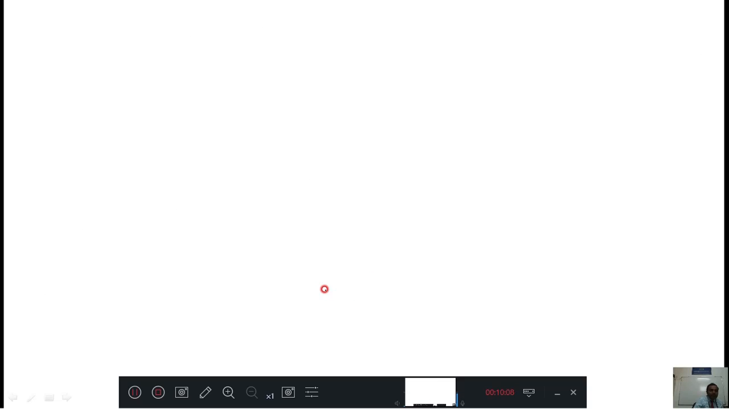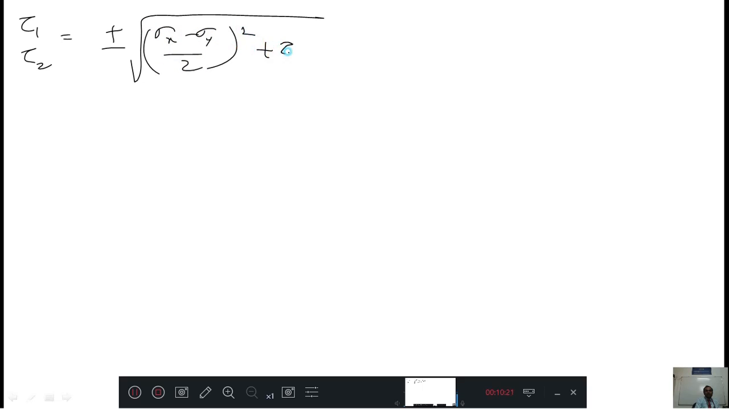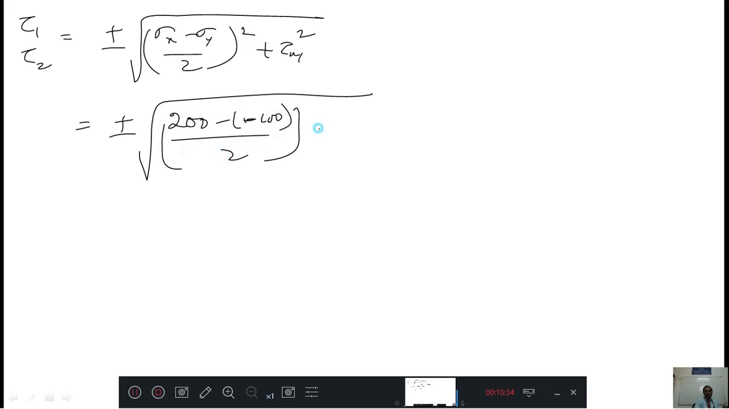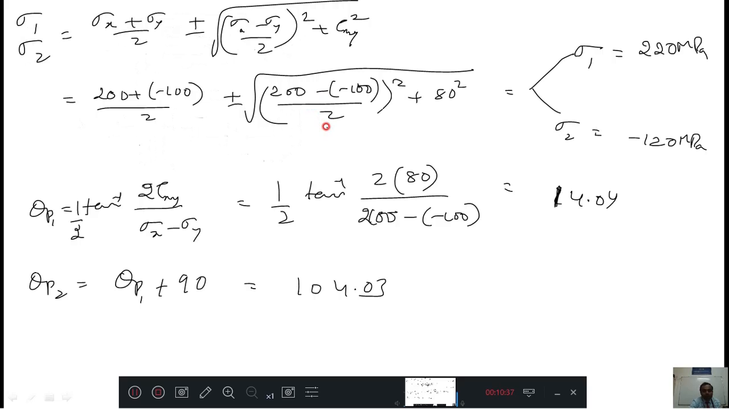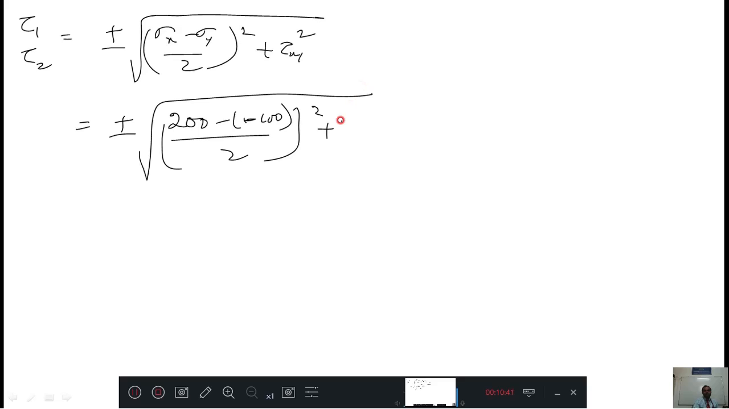Okay. Next you want tau 1, tau 2, that is the maximum and minimum shear stress, that is equal to plus or minus square root of sigma x minus sigma y by 2 whole square plus tau xy square. And here again substitute: plus or minus square root of 200 minus of minus 100 by 2 whole square plus 80 square. Here again plus is there, minus is there, therefore when you use a plus, tau 1 becomes 170, and when you use a minus, tau 2 becomes minus 170.